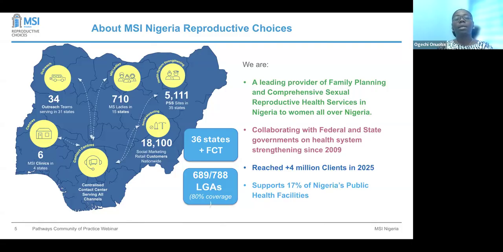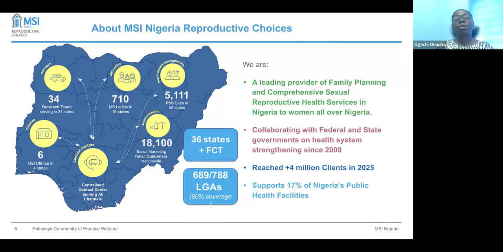They can make informed decisions as regards their reproductive health, and that they are enabled to access services on their own terms. The communities are enabled to support them, their partners are enabled to support them, and the women can actually have access to reproductive health services. We work in the whole of Nigeria, 36 states, and the Federal Capital Territory, working collaboratively with the government at the federal and at the state level. Our work is also very strong at the government level. Nigeria currently has 788 local government areas, and at the end of 2025, we were supporting intervention in 80% of these 788 local government areas.